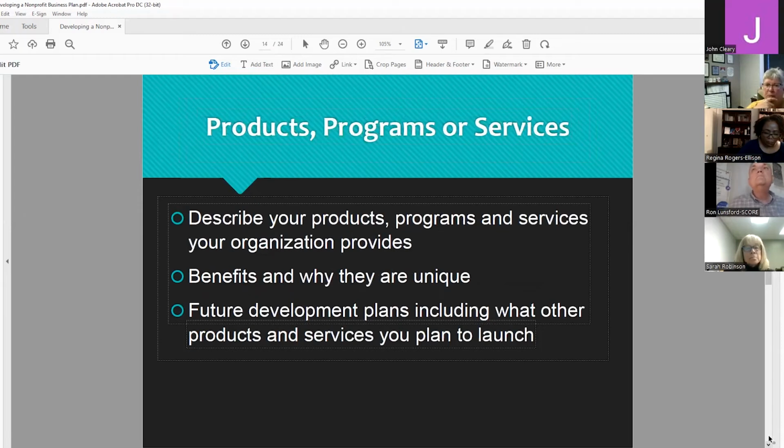You're going to write about your products, programs, or services. And this is really getting more into depth about what those products, programs, or services look like. Not only what the names of them are, but how will you actually offer those? Why they're unique, why they're different from what other organizations are doing. And again, how do you want to grow those programs or services sometime in the future? How do you want to evolve? What do you want to add?